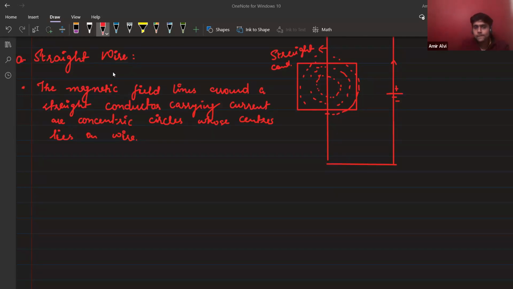Clear? Okay. So basically, let me write it down. So, the properties of the. Yes, Zainab, you are saying something? So what is after concentric circles whose? Concentric means the circles are having the same center. I couldn't read it. The concentric circles whose centers lie on the wire.